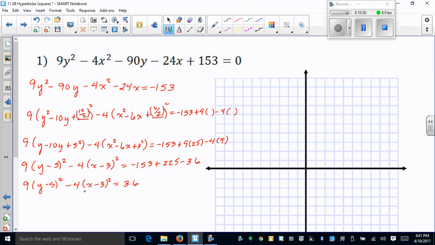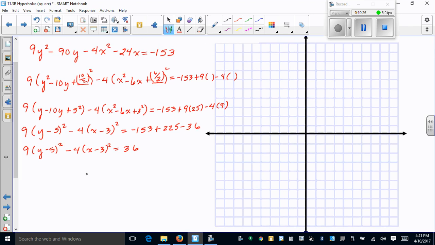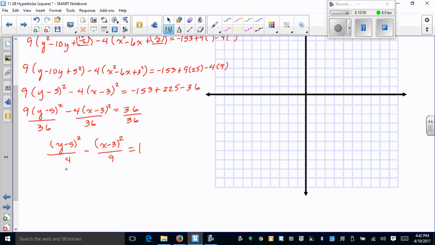So on this one here, divide by 36, divide by 36, divide by 36. You get y minus 5 squared over 9 goes into 36 4 times, minus x minus 3 squared over 4 goes into 36 9 times, equals 1. So now we can identify our center. So our center is 3, 5.